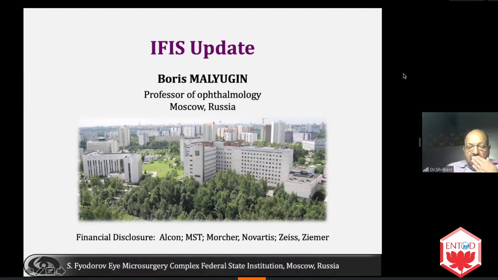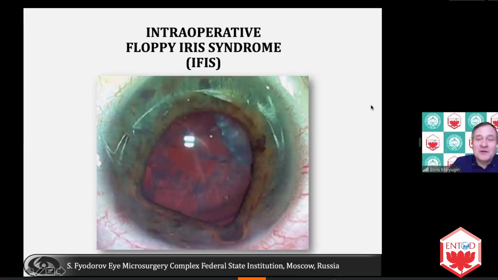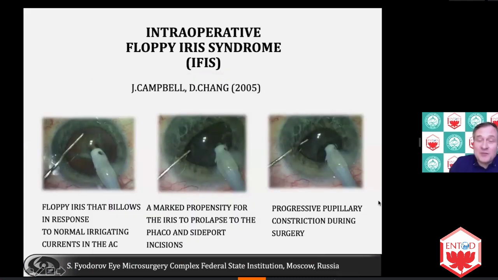So this is the typical picture that everybody may see here. This is the pupil, which is moderately dilated, but we can also see that the iris is incarcerated into the main wound and the paracentesis. And this is what you expect to have in that case, intraoperative floppy iris syndrome, which was described almost 15 years ago by Campbell and Chang.